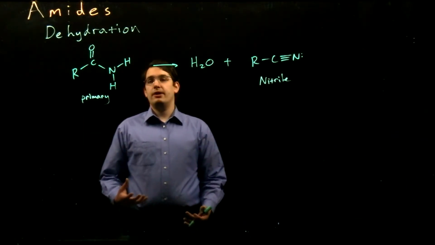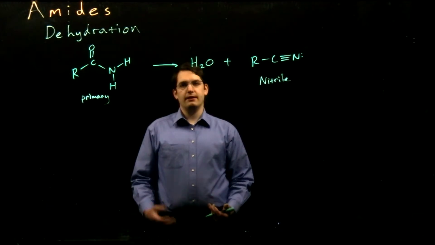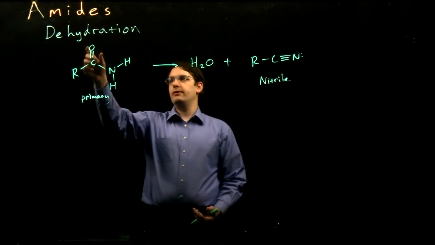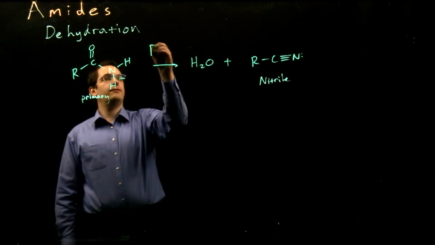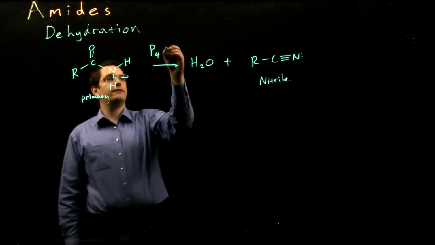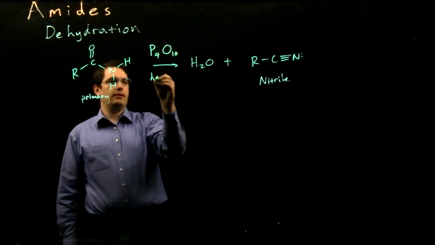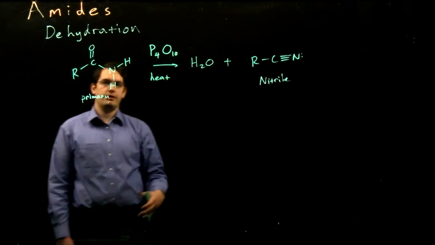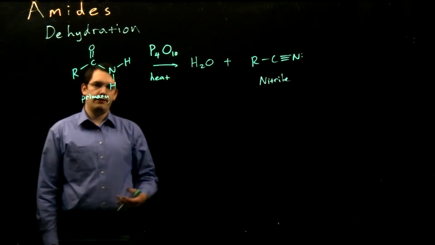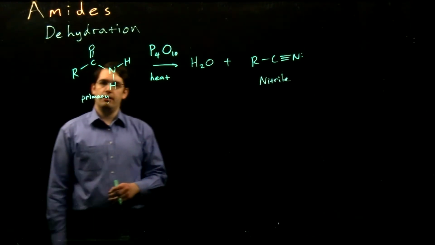Now, this sort of dehydration reaction, of course, requires that our oxygen break off as a leaving group. So we need something to convert that oxygen into a good leaving group. Often, this phosphorus-based compound is used. And then, of course, we include heat as well. Heat is commonly used in dehydration reactions to help eliminate that water as we go to produce our nitrile product.